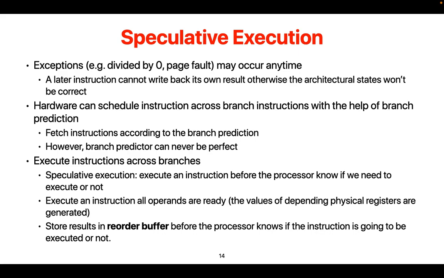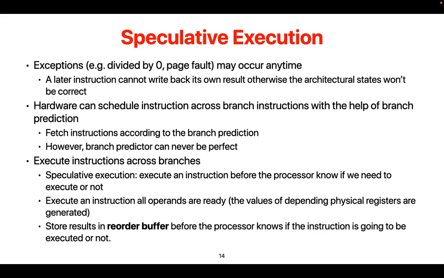Another thing we want is to enable the chance of optimization. One thing hardware can do better than software is that software cannot predict what will happen in the future. However, the hardware could. The idea of hardware dynamic scheduling is that we leverage the branch predictors inside the processor. So we try to reorder instructions that branch prediction gives us. However, a branch may mispredict, and an exception can occur anytime, which causes your control flow to change. So we still need to maintain the order of instructions in some way.